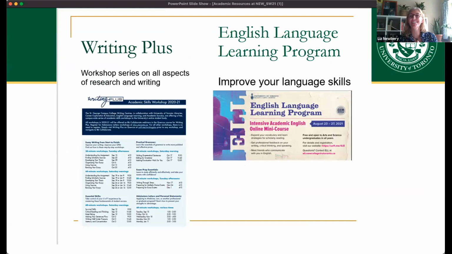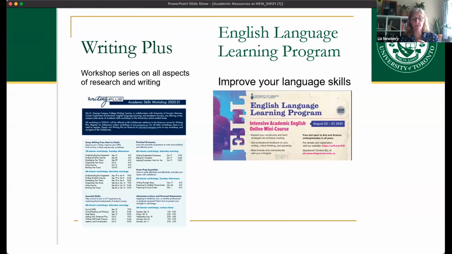So I want to flag the English Language Learning Program, which runs a series of programs designed to help you develop your academic English. It's geared to multilingual students, but it's open to all students. And they run intensive short courses, reading response programs to help you become stronger oral communicators. And you can actually start signing up for these programs in August. So Google ELL at U of T and you can find that program.